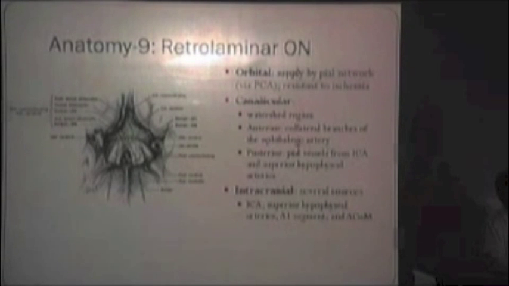So anteriorly, it receives collateral branches from the ophthalmic artery, and posteriorly, it receives pial vessels from the superior hypophyseal arteries and sometimes directly from the internal carotid artery. The small intracranial part of the optic nerve receives its blood supply from different sources, which you can see out here, primarily from the anterior cerebral and the anterior communicating.